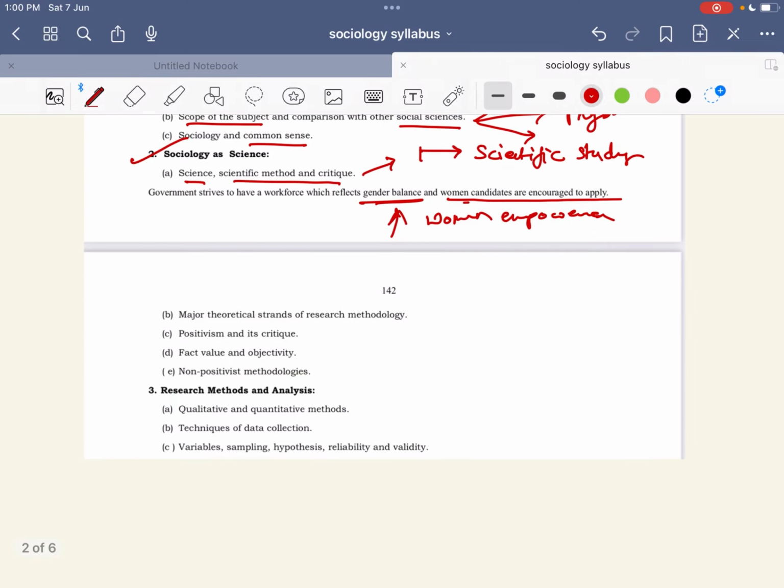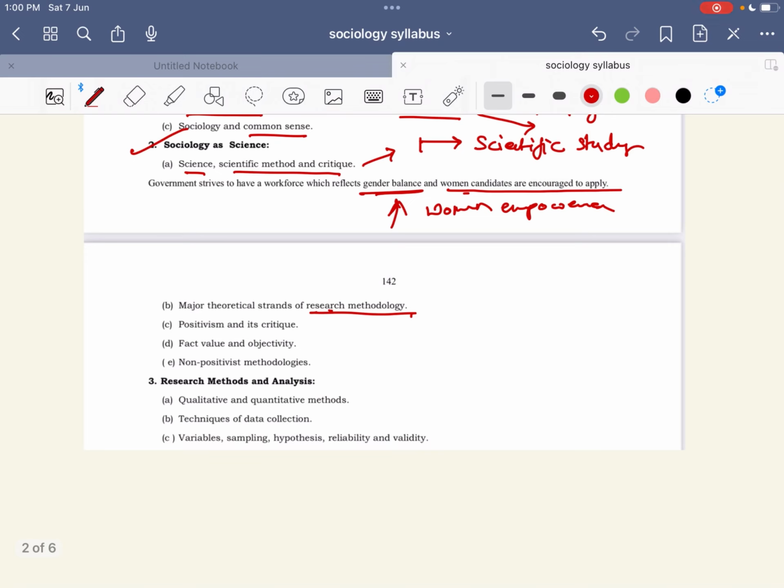Then here you see major theoretical strands of research methodology. Then here what you see in this sociology as a science, and in this there are some methods in sociology, on the basis of which they study society. Okay, and in this there are major theories also that we will see. Then there is positivism and its critique. This positivism is a perspective to see society. Okay, that also we are going to see.